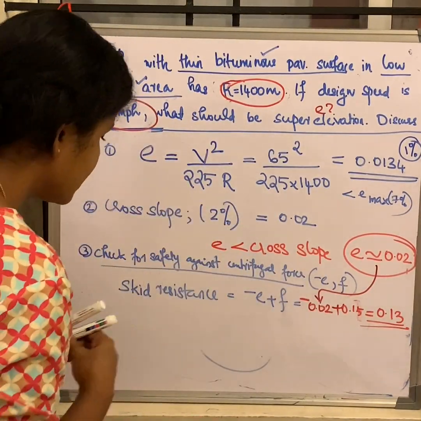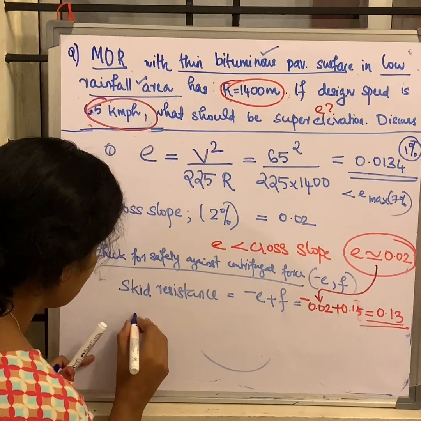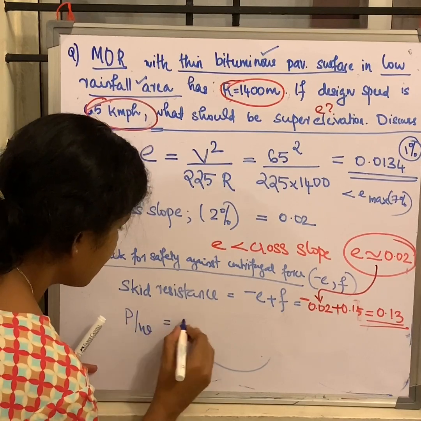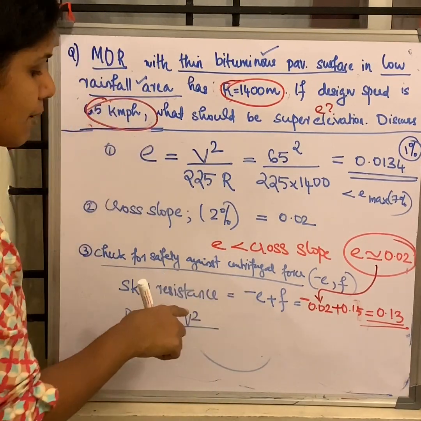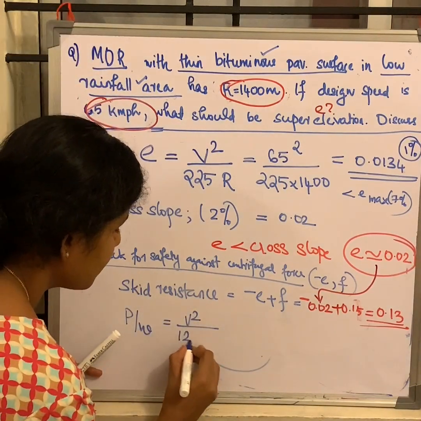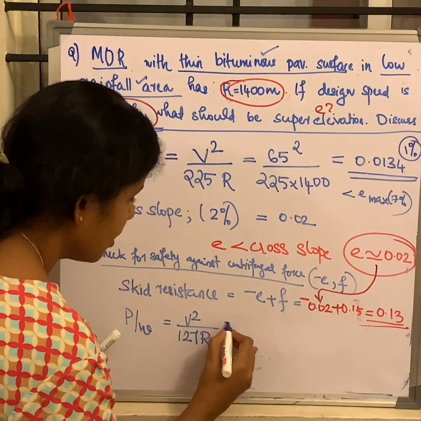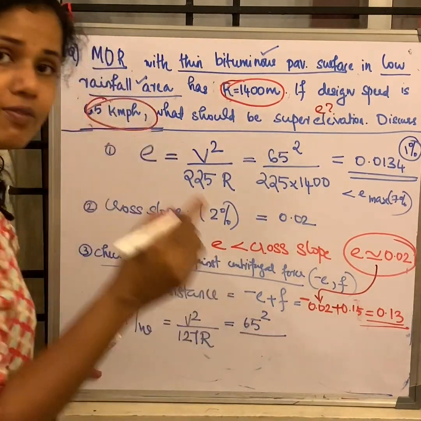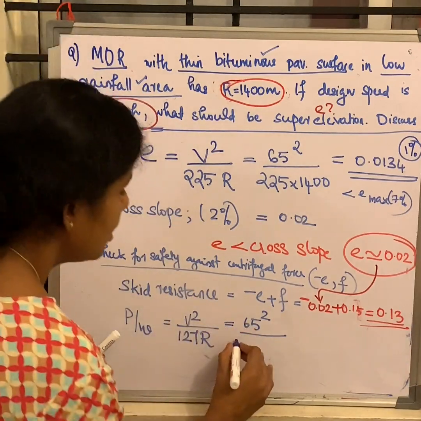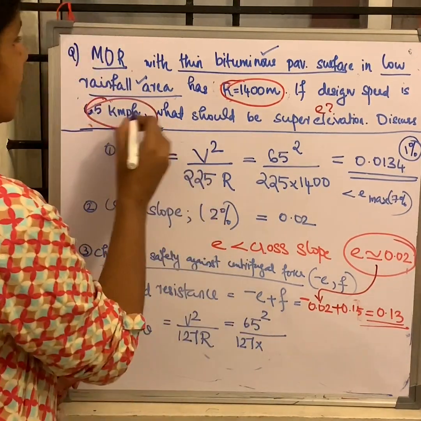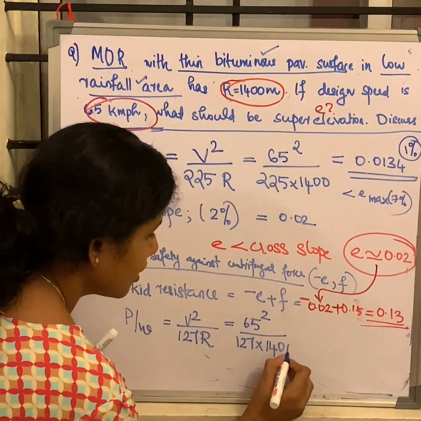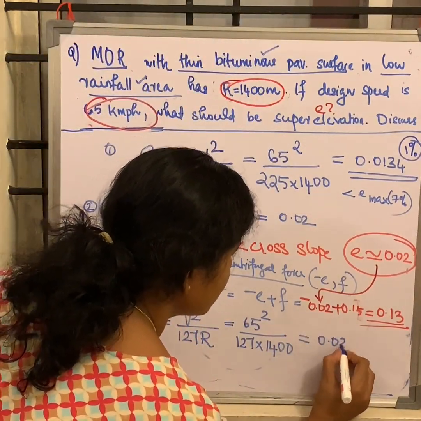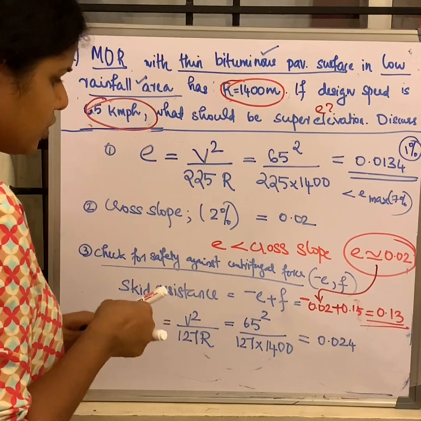Now calculate the centrifugal force. So the centrifugal ratio P by W is equal to V square by gR. The same equation you are using. Let's apply it in kilometers per hour, so the equation can be written as V square divided by 127 R. V is nothing but the design speed. So we are looking at whether it is safe to travel at the design speed. So 65 square divided by 127 into the radius, given as 1400. If you solve this, you may get a value of 0.024.